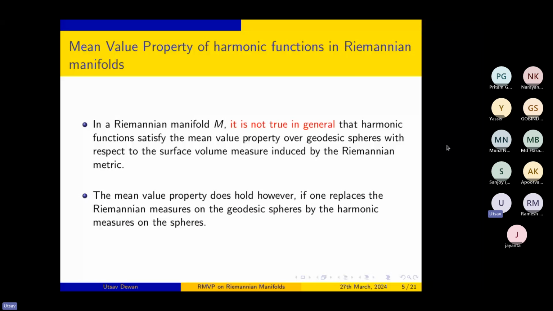The mean value property does hold, however, if one replaces the Riemannian measures on the geodesic spheres by the harmonic measures. So actually the spherical mean value property does hold true, but for a different class of measures, namely the harmonic measures.